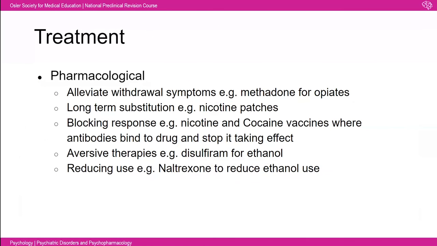Lovely. So the treatments for addiction are the pharmacological ones that are quite useful to know about. We're going to go through them by what they would do and why that would help. So we want to alleviate those withdrawal symptoms. We use methadone for opiates, which affects the mu receptors directly, but doesn't give the same high as other opiates, which means that people don't go into the same withdrawal, but they don't have the high that reinforces that opiate taking. Then long-term substitution, which will have less harmful effects.